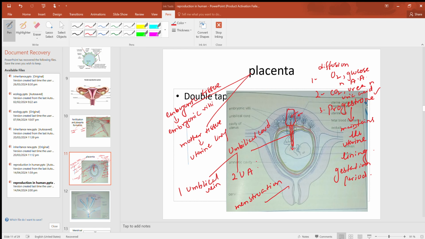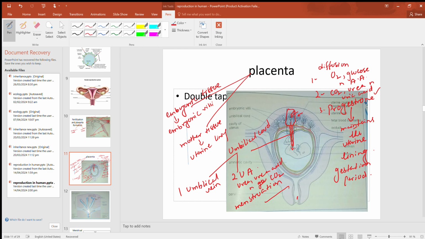Now, what is the function of the umbilical artery? The function of the umbilical artery is to carry urea, uric acid and carbon dioxide from the fetus to the placenta, or you can write from the fetus into the embryonic blood capillaries which are present in the embryonic villi, and then from the embryonic villi it will diffuse outside into the maternal blood spaces.